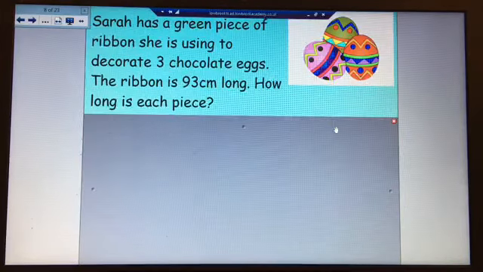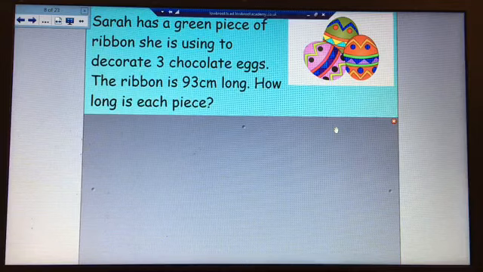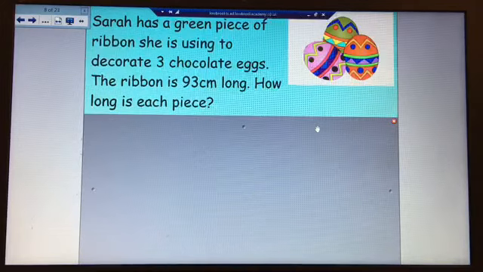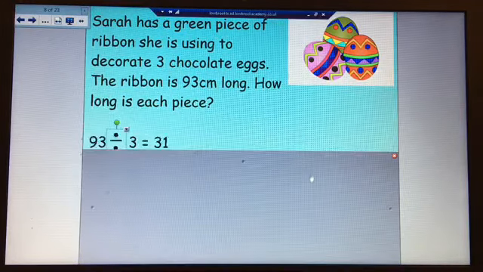Next question. Sarah has a green piece of ribbon she is using to decorate 3 chocolate eggs. The ribbon is 93 centimetres long. How long is each piece? So you'd have to divide 93 by 3. You could use a bus stop for this. If you're not too sure about how to use the bus stop method, look at one of my previous videos.